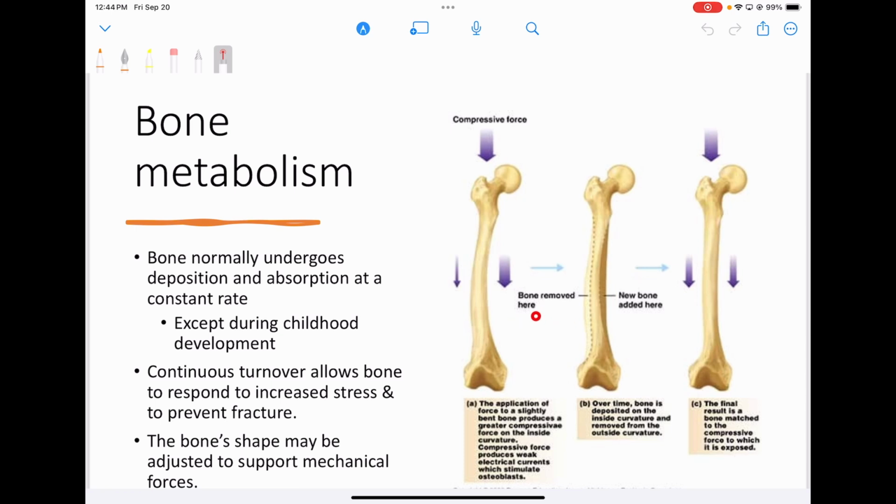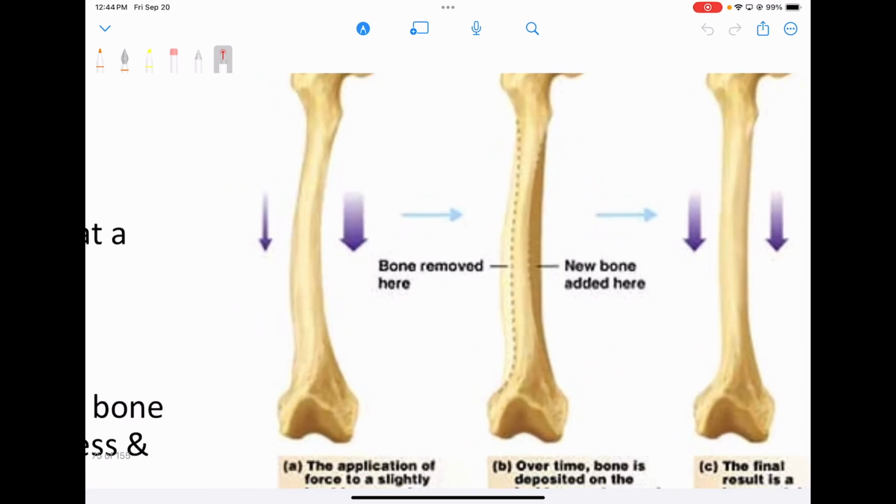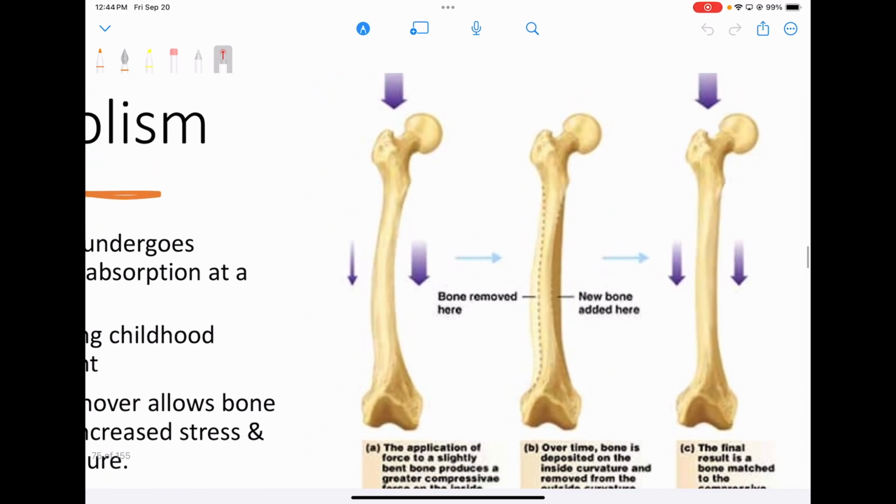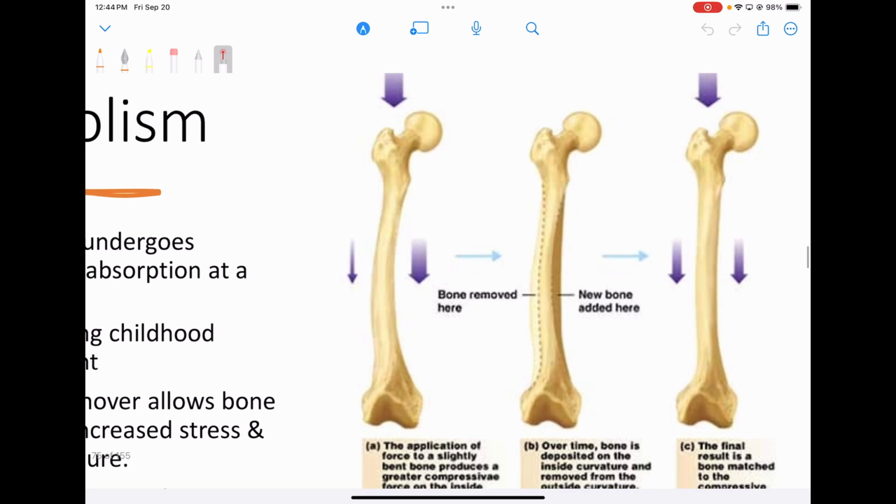We're going to remove bone from the side that's not under the compressive forces, and we're going to add new bone to the side where there are compressive forces. This is bone remodeling. This is why weight training is so important. We talked about it yesterday. This is Wolff's Law, where the bone is going to remodel based on the forces applied to it. And that's how our bones change shape, depending on what you're doing.